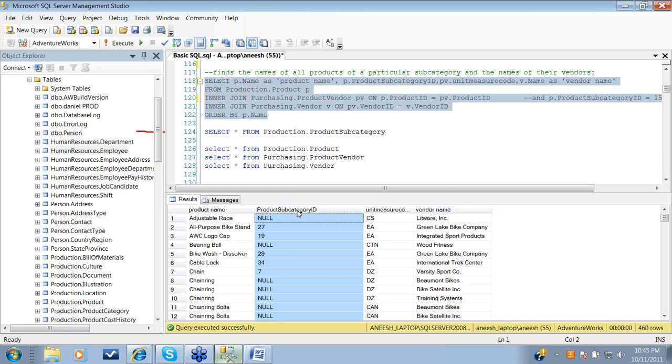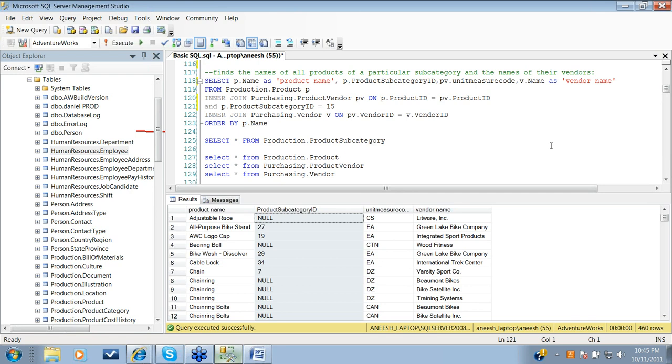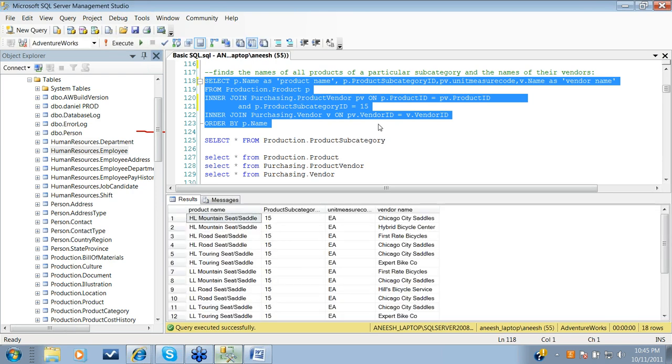But I want to add one more criteria. I only want to display the vendor information for all the products coming under a particular subcategory. For example, I want to display only vendors available for all the products with the subcategory ID 15. The only thing you need to do is add that join condition here. So you are looking for product subcategory ID 15. If I execute this, here we go.